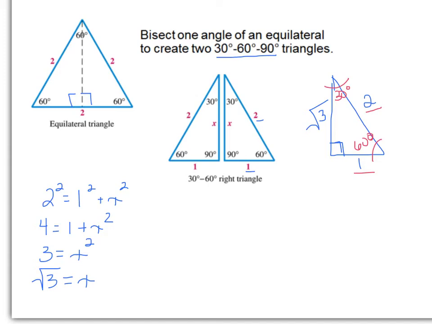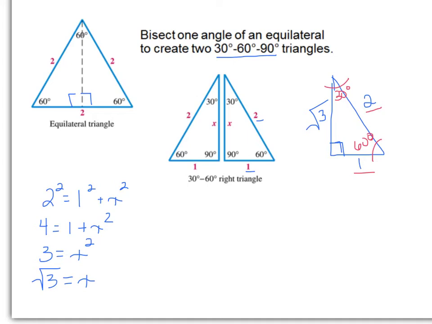That will always be true. The smallest angle will always be opposite the smallest side. The hypotenuse will always be opposite the right angle. Once we have done this, we can assign trig function values to 30-degree and 60-degree angles.